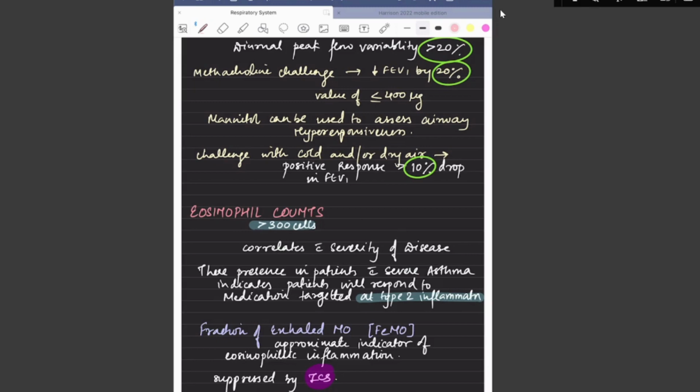Fraction of exhaled NO is an approximate indicator of eosinophilic inflammation, which is suppressed by inhaled corticosteroids. More than 20 to 25 ppb indicates severe asthma, and there is a need to use a moderate to high dose of inhaled corticosteroids in these patients.